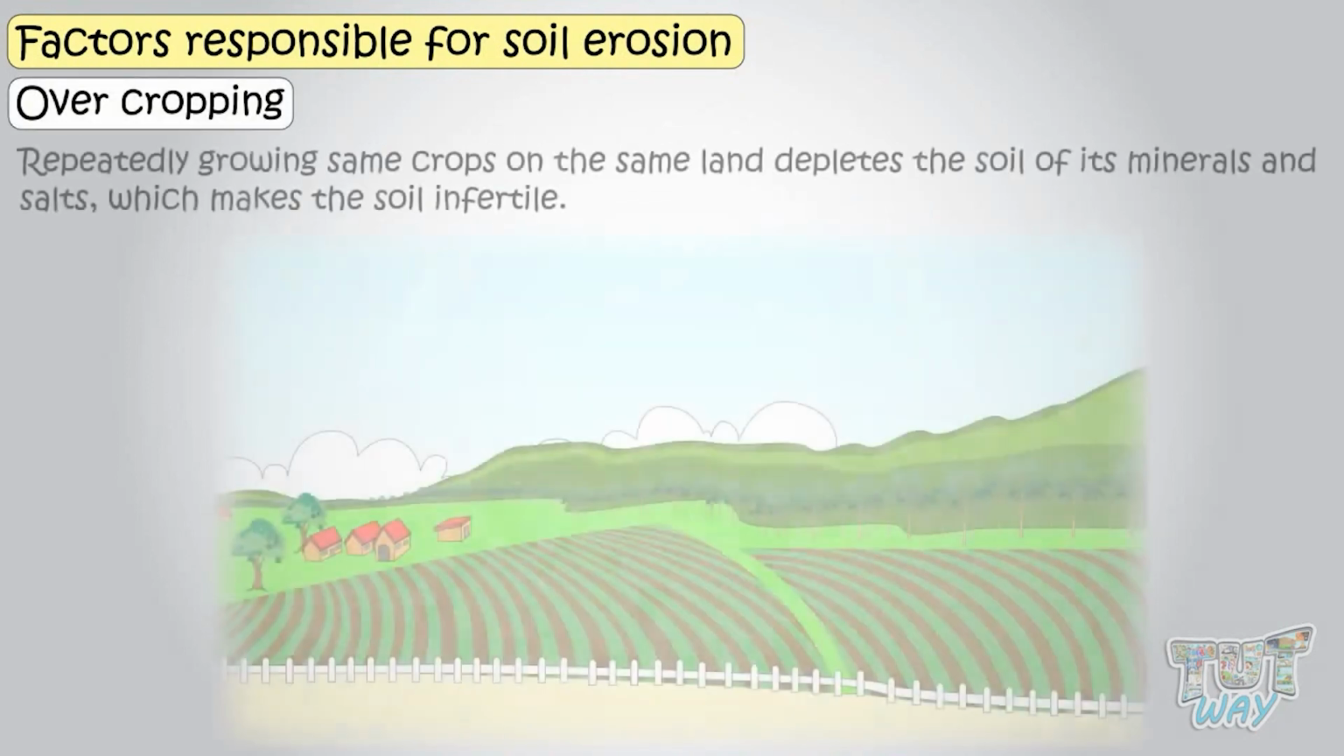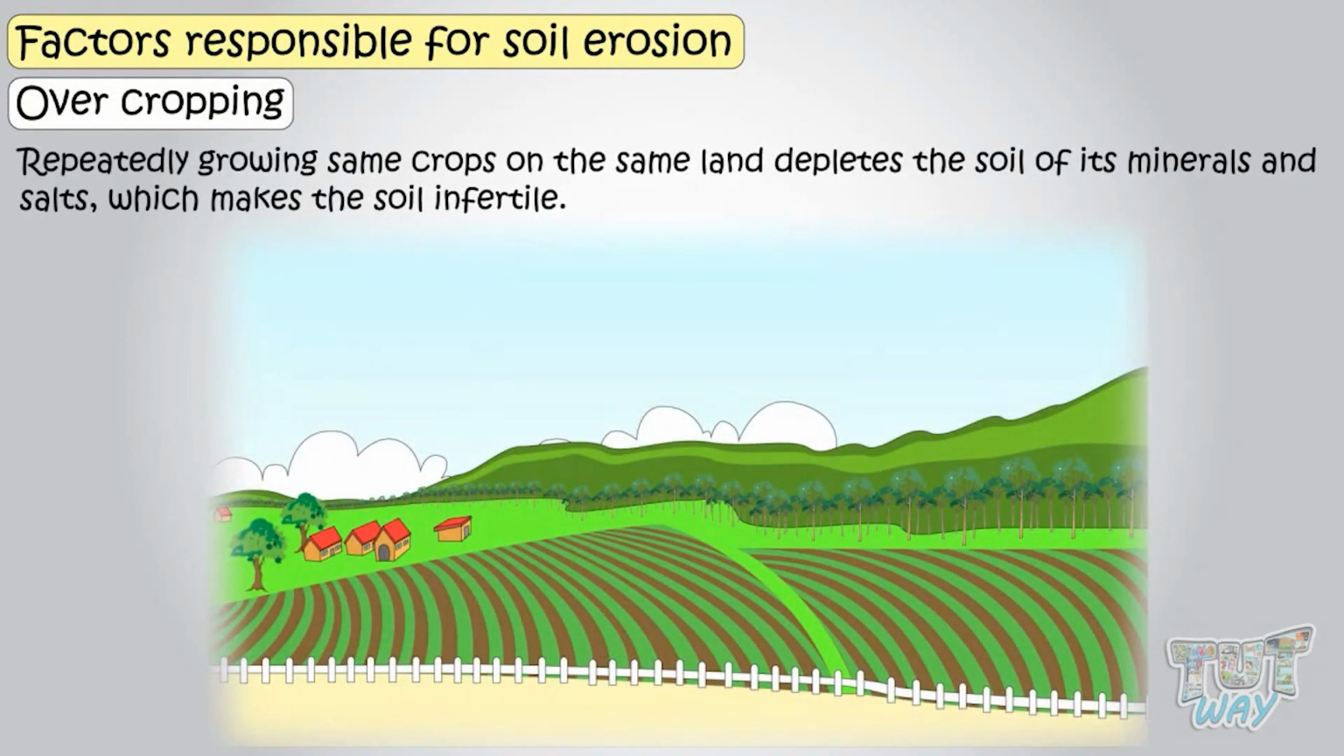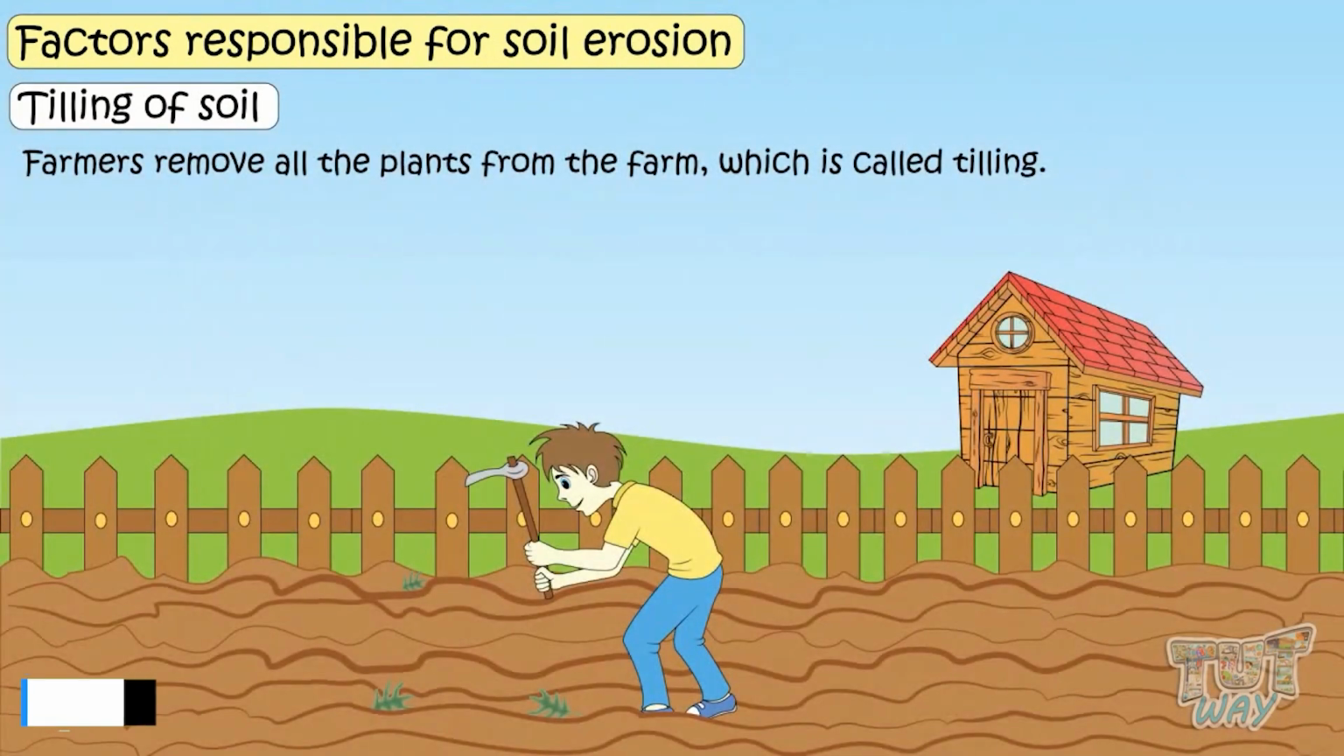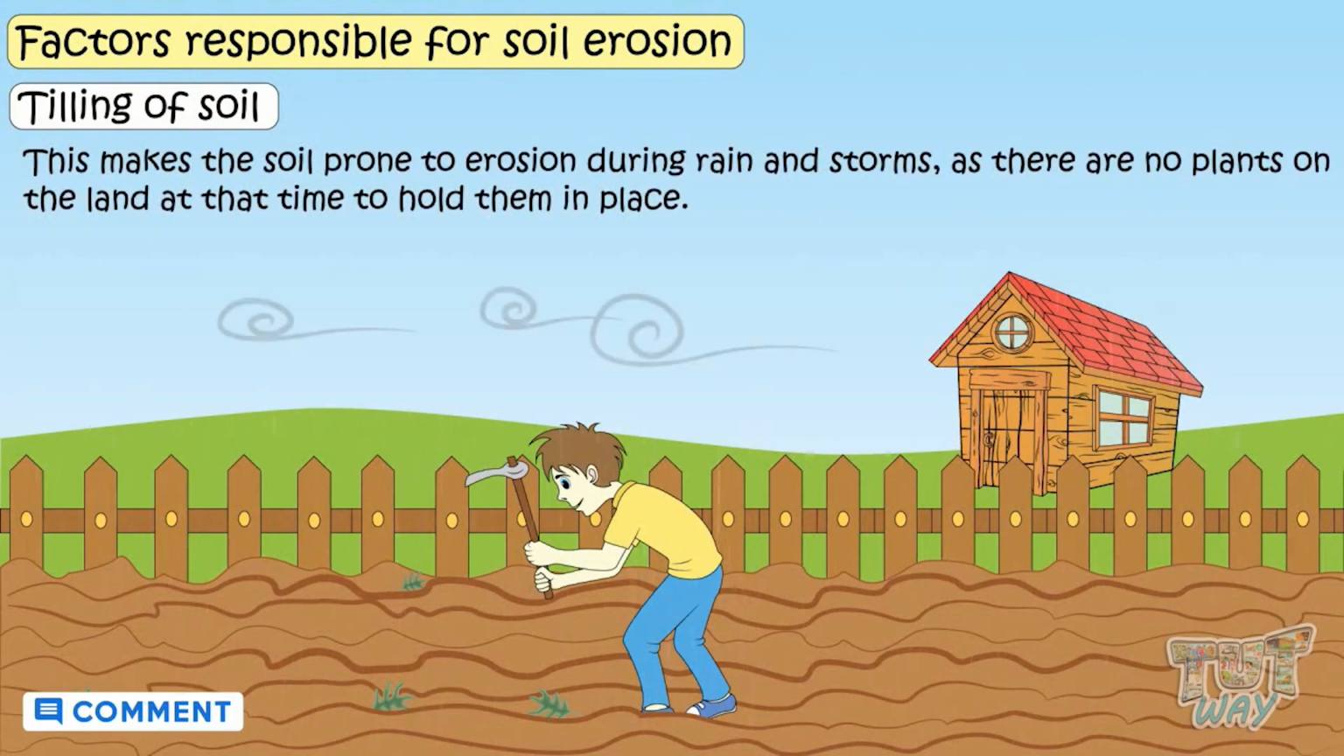Overcropping. Repeatedly growing the same crops on the same land depletes the soil of its minerals and salts, which makes the soil infertile. Tilling of soil. Farmers remove all the plants from the farm, which is called tilling, and that makes the soil prone to erosion during rain and storms, as there are no plants on the land at that time to hold soil in place.